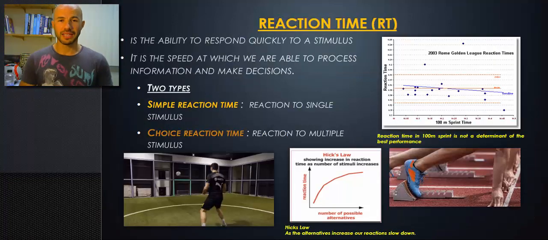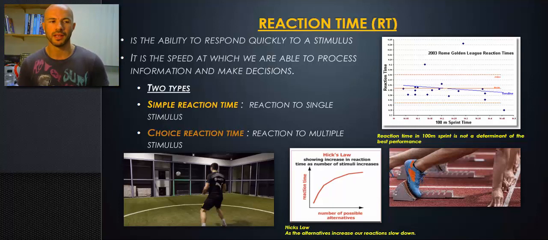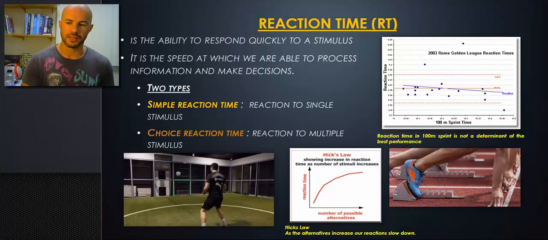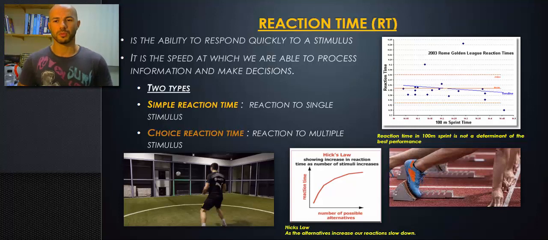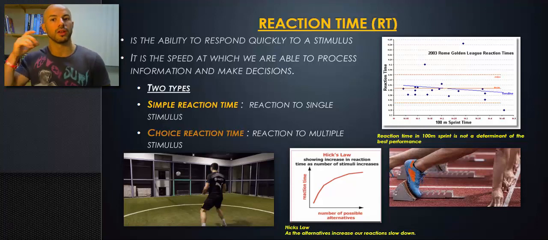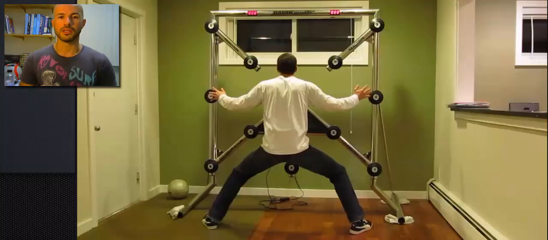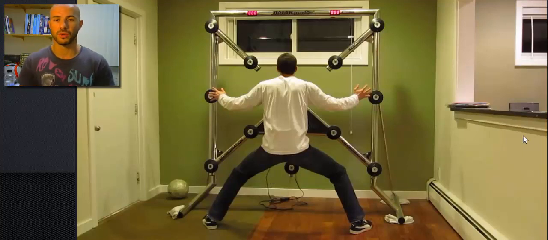The next skill is reaction time, or being able to respond to an outer stimulus as fast as we can. The faster our reaction time is, the better our ability to react. A typical example would be a sprinter in the blocks, hearing the gunshot and then exploding off the blocks, reacting to the audio signal. Here we're going to see an example of choice reaction time, where we have multiple choices to choose from and then react. This is a professional goalkeeper practicing.